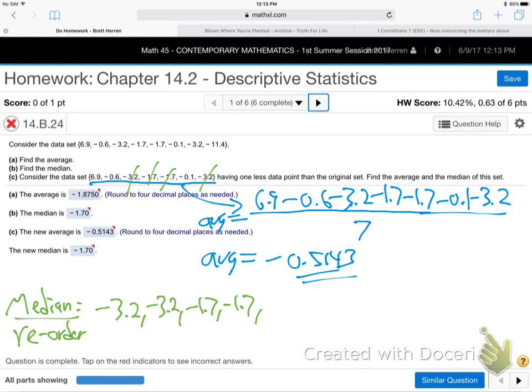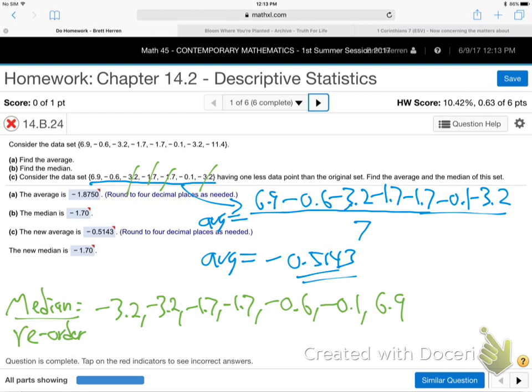And then negative 0.6, negative 0.1, and 6.9. So there they are. 7 of them put in order again from lowest to highest. Everybody okay with that? Everybody see why? All these negative ones, because negative $3.20, $1.70, 60 cents, 10 cents, positive 6.9. Good? We good there?